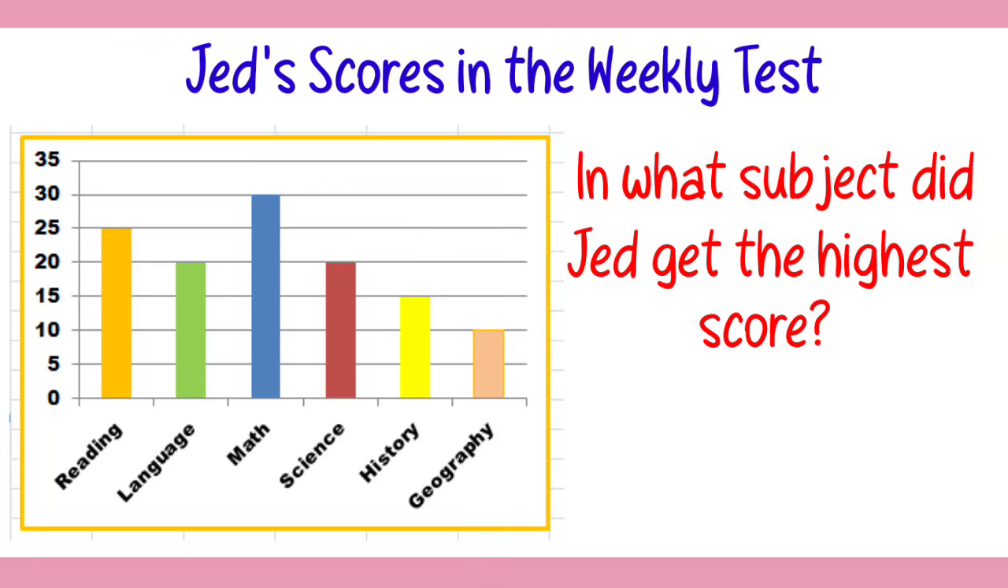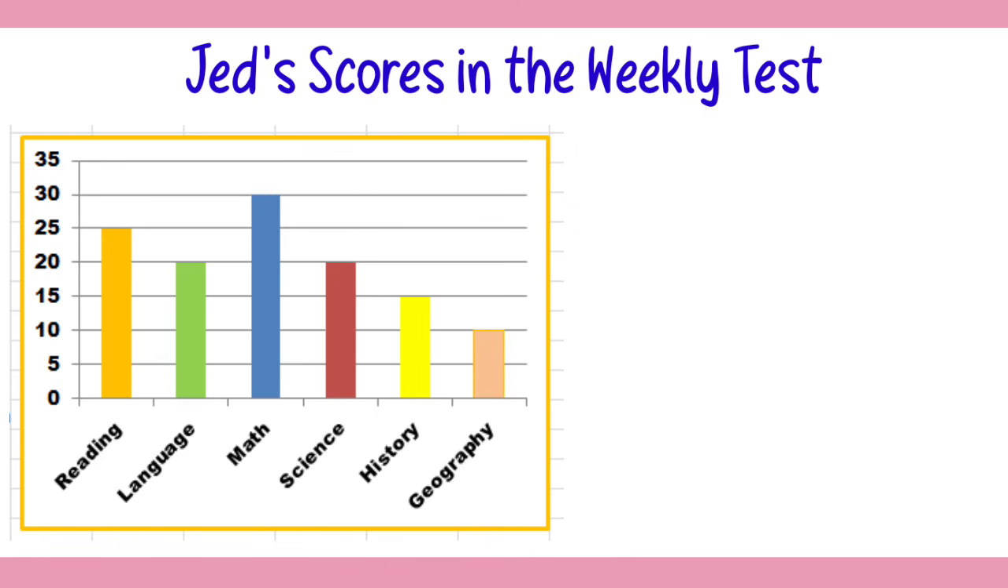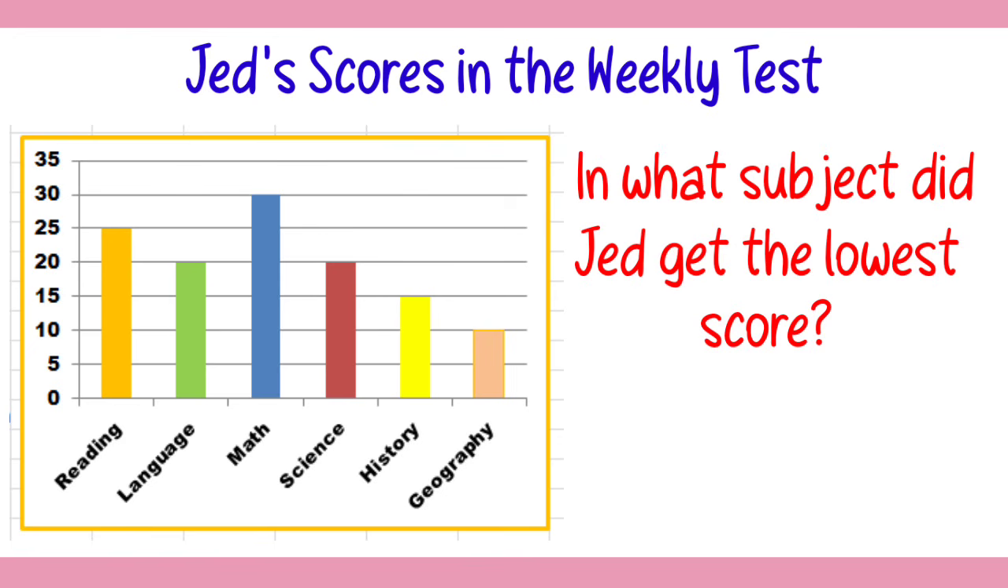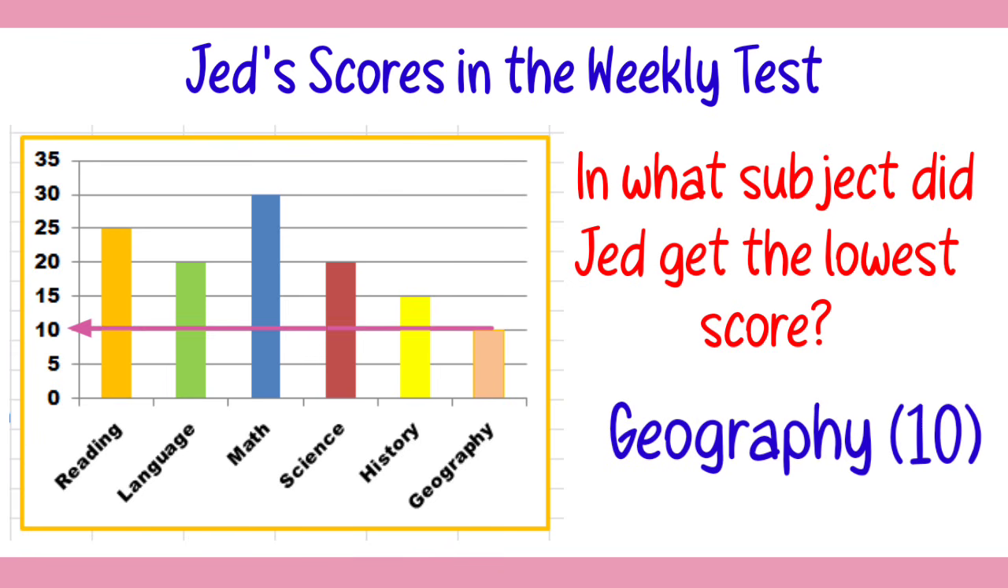Okay, next. In what subject did JED get the highest score? Let us look for the tallest rectangular bar. It is the bar for math. And its value is 30. Last question. In what subject did JED get the lowest score? We have to look for the bar with the least value or the shortest bar. It is the bar representing geography, which is 10.